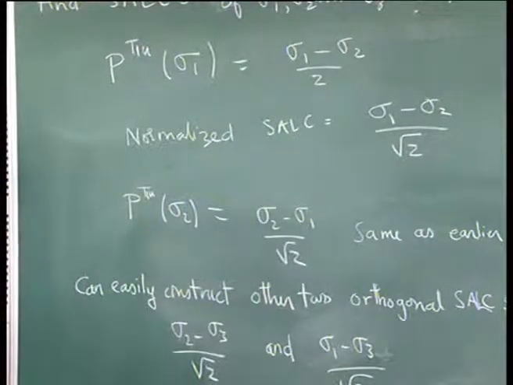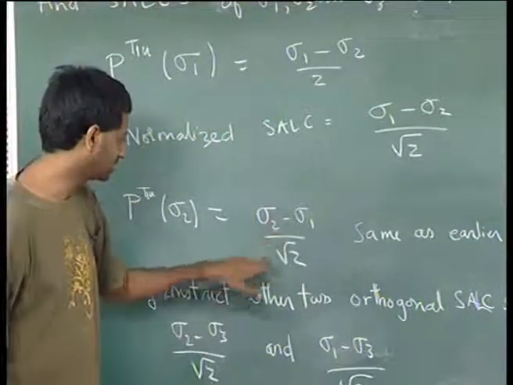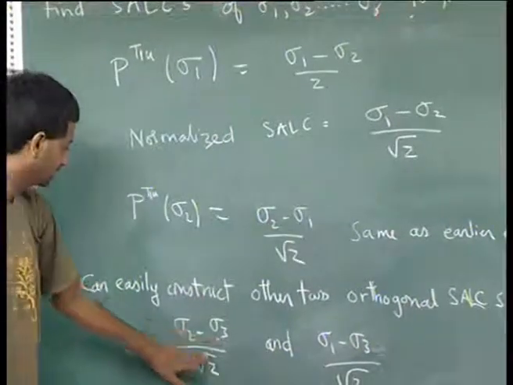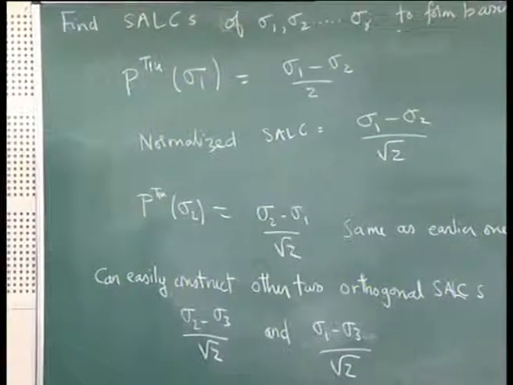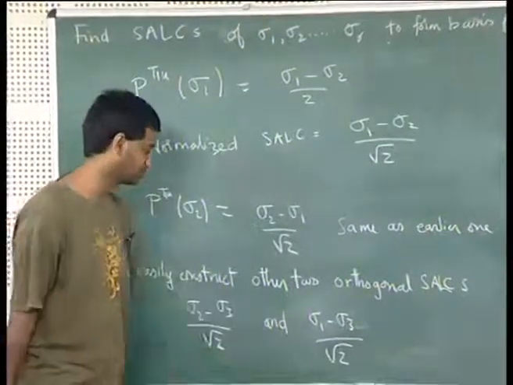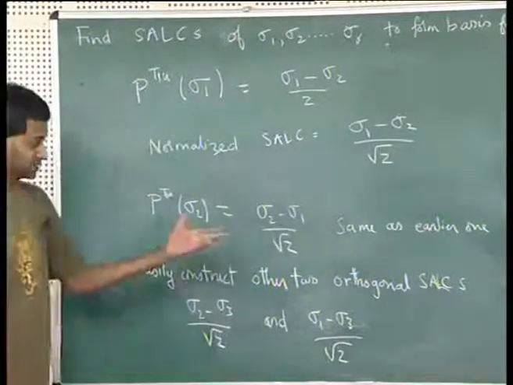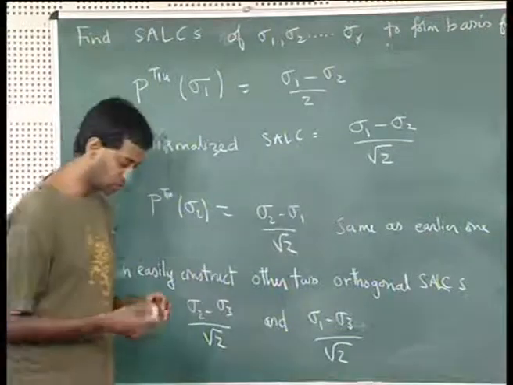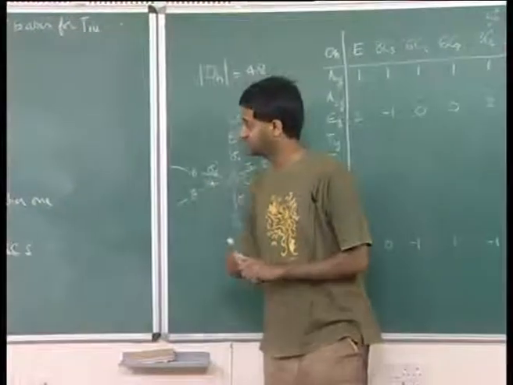So this was the strategy that we used, and by doing this we could easily construct these three: sigma 1 minus sigma 2 by root 2, sigma 2 minus sigma 3 by root 2 and sigma 1 minus sigma 3 by root 2. They are the symmetry adapted linear combinations, and these three linear combinations form a basis for T1u.